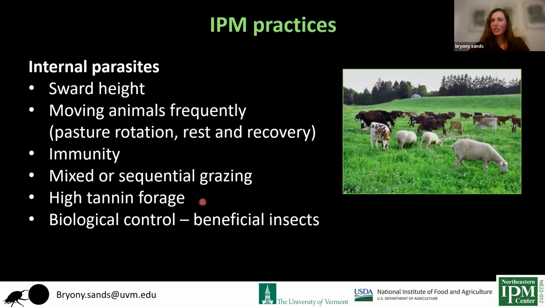There's high tannin foragers that you might have heard about. Those are things like bird's foot trefoil, chicory, sainfoin, small burnet. They contain chemicals called tannins, which are naturally anti-parasitic. So they help livestock to be resilient to these parasites naturally. And then obviously there's biological control, by supporting beneficial insects on pastures.